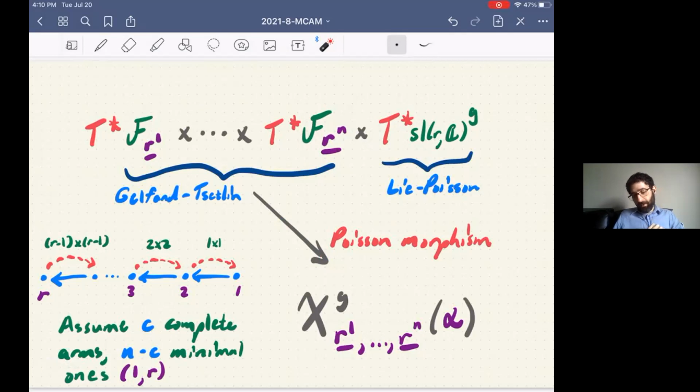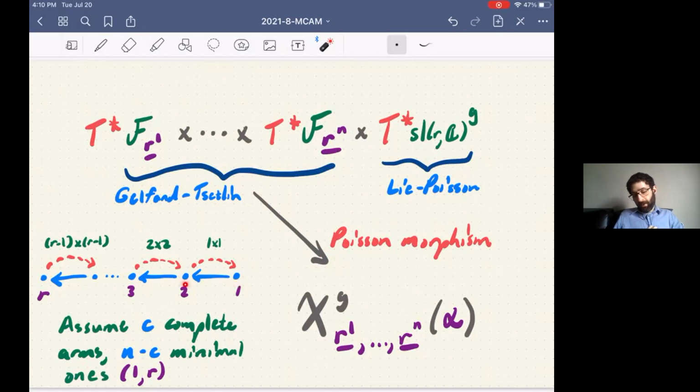If I assume that my arms are either complete, let's suppose I have C complete arms, and if they're not complete, then they're as short as possible. They go from 1 to R with nothing in between. So let's suppose that every arm is one or the other. Then you can at least see, I'm not saying that in other cases it's not true, but in these cases you can see that the integrable system descends.